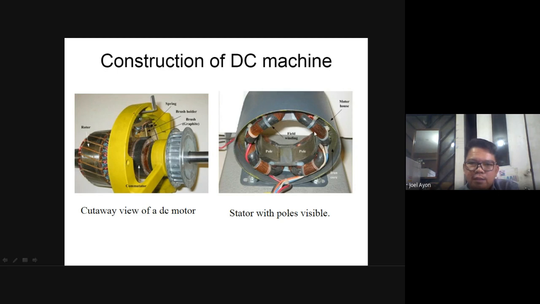Then we have here the field winding. The field winding consists of coils, and there is a cutaway view. This one is the rotor. Again, the rotor in a DC motor is called the armature, and the armature also consists of magnetic wire. This copper wire or magnetic wire, in a DC motor, both the stator and the rotor have magnetic wires.